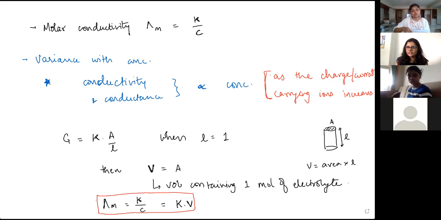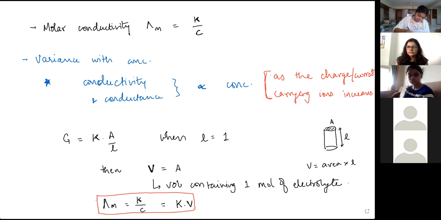Let me know when you're noting it. Ma'am, could you explain the last formula one more time? Molar conductivity is the conductivity per unit concentration. Concentration is the number of moles per unit volume of the solution. We took 1 mole of the electrolyte, contained in V volume of the solution, so in place of concentration I've put 1 upon V.